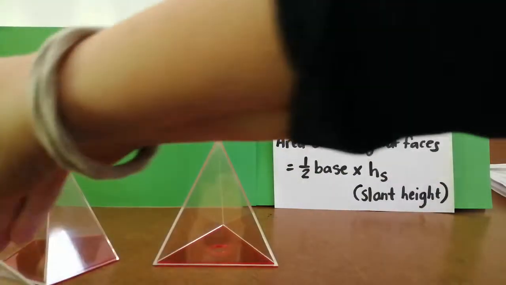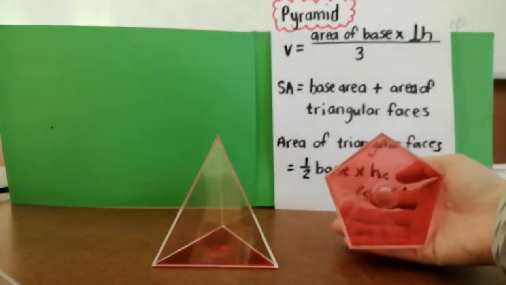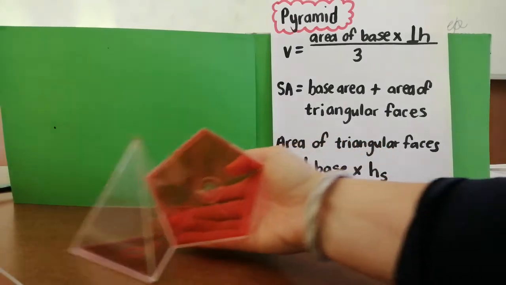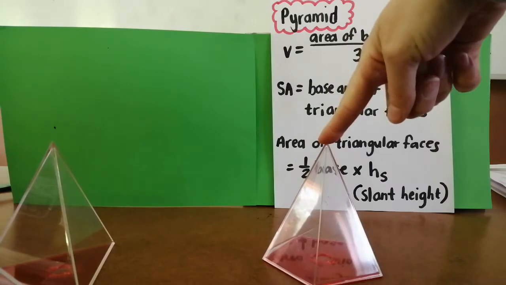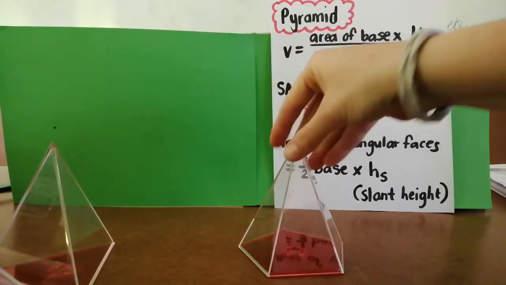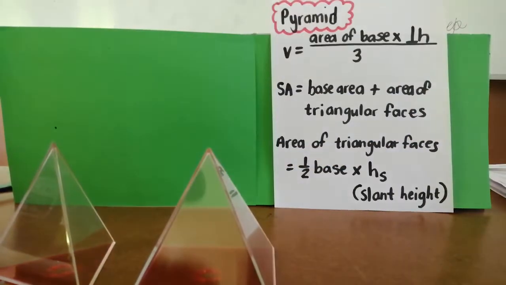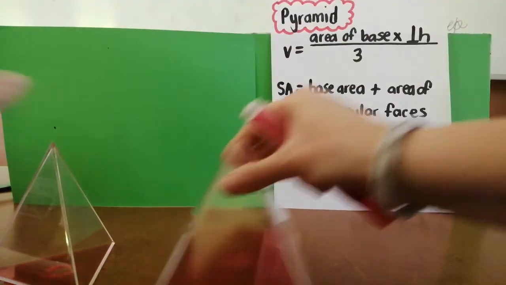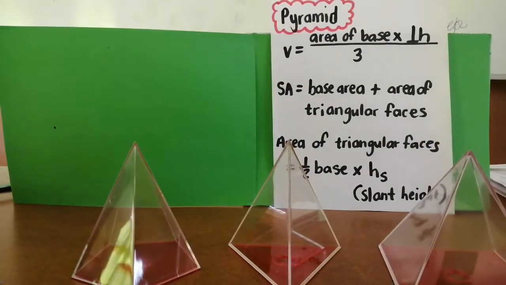And then I'm also going to show you this pentagon-faced pyramid. Why is it a pentagon? Because there's 5 sides, and from those 5 sides, they all meet at the apex over here. I'm just going to keep one in front of you. Let's look. The volume and the surface area formulas don't change for any of these. They all stay the same.